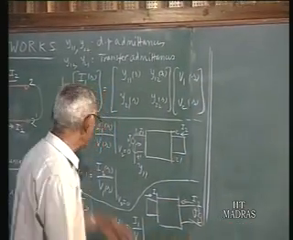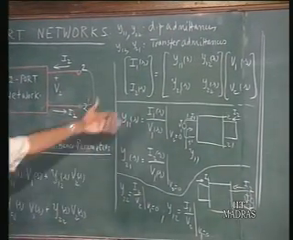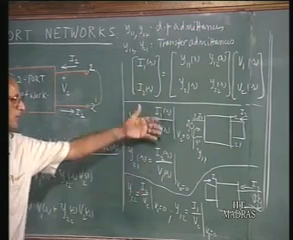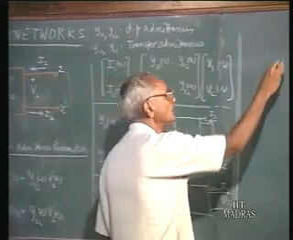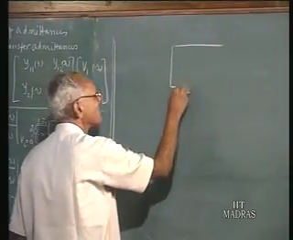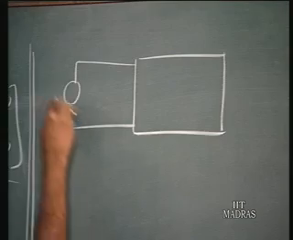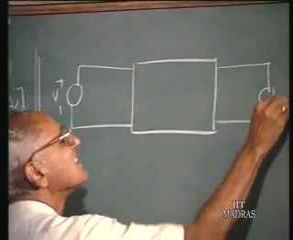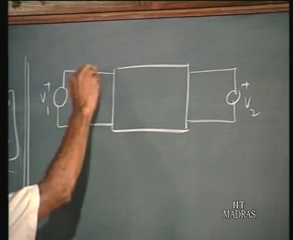Now, how do we calculate this y11, y12, y21? For simple networks, you can use these definitions and find out y11, y12, y21 using these definitions. In a more general case, suppose I have a two port network here, you connect a voltage source V1, another voltage source V2 here, and you perform the loop analysis.